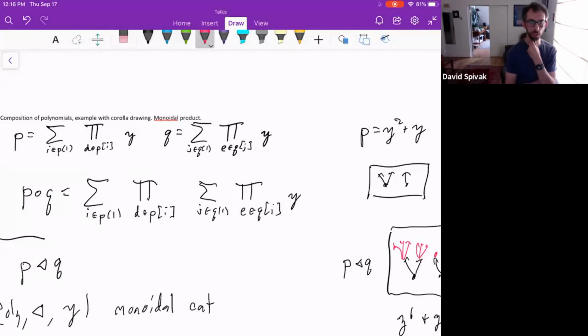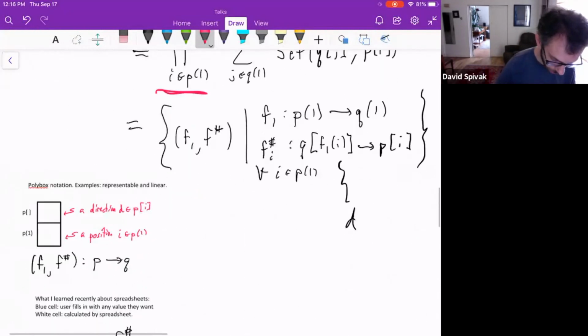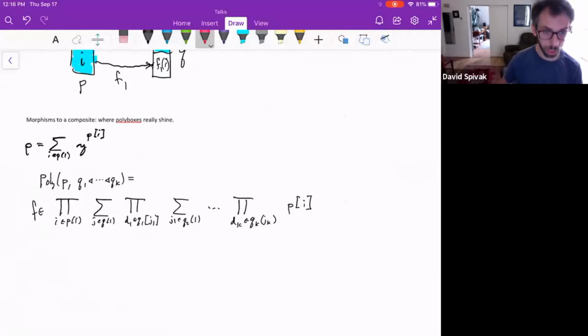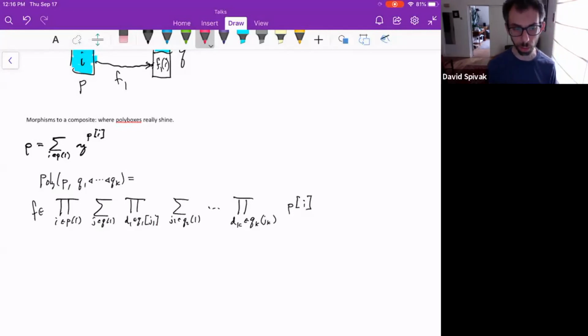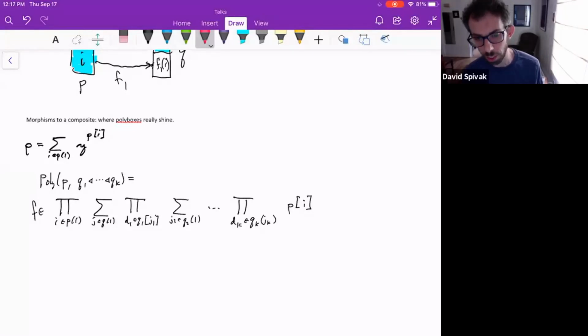So there's the formula for the composite of P and Q. And so now we're ready to say what a morphism from P to Q1 through QK is. It's for every position in P, a choice of position in Q, and for every direction in Q1, a choice of position in Q2, and for every direction in Q2, on and on and on until you get for every direction in QK, a position back in I.